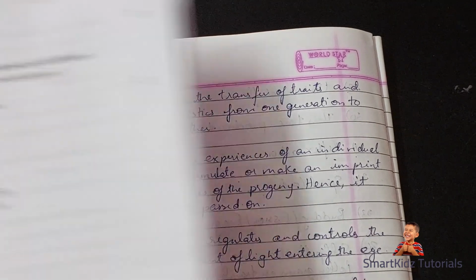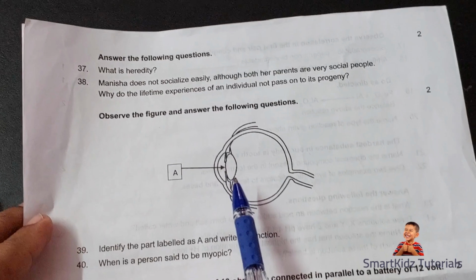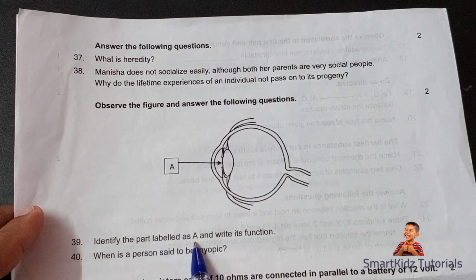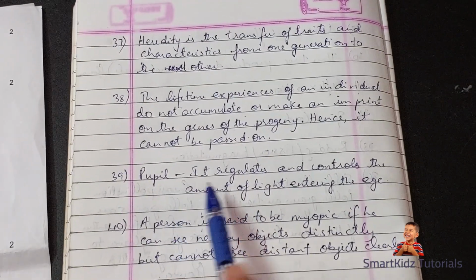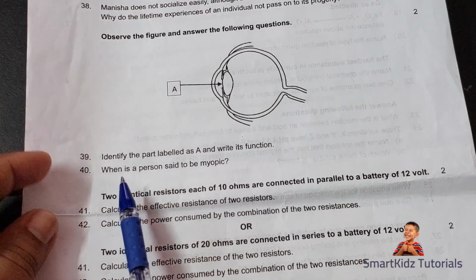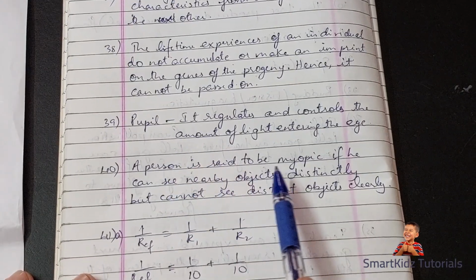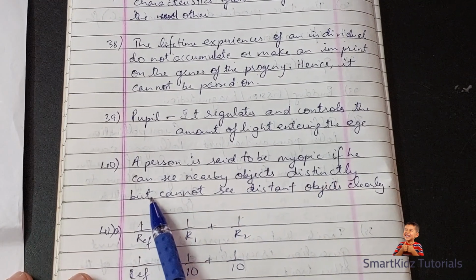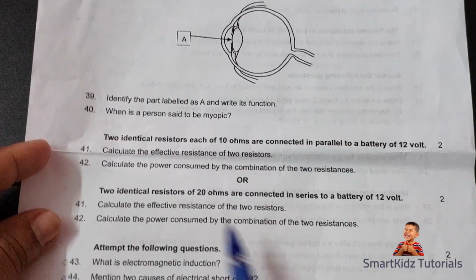Okay. Question number 39 is with respect to this figure. It's asking us to identify the part labeled A and write its function. The part labeled A is the pupil, and it regulates and controls the amount of light entering the eye. Question number 40. When is a person said to be myopic? A person is said to be myopic if he can see nearby objects distinctly or clearly, but cannot see distant objects clearly.